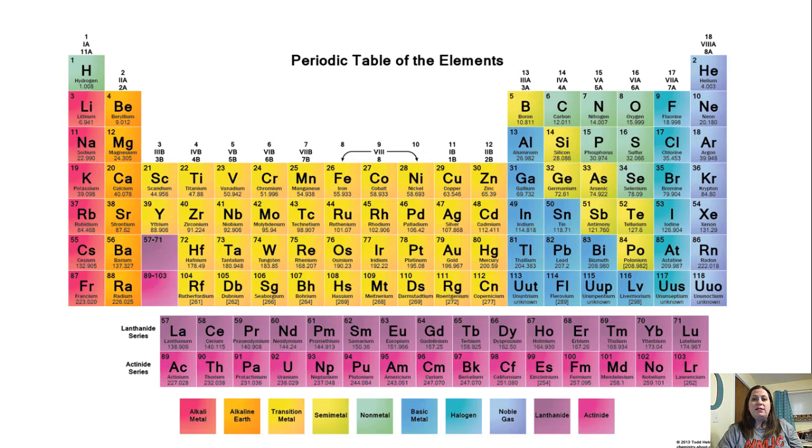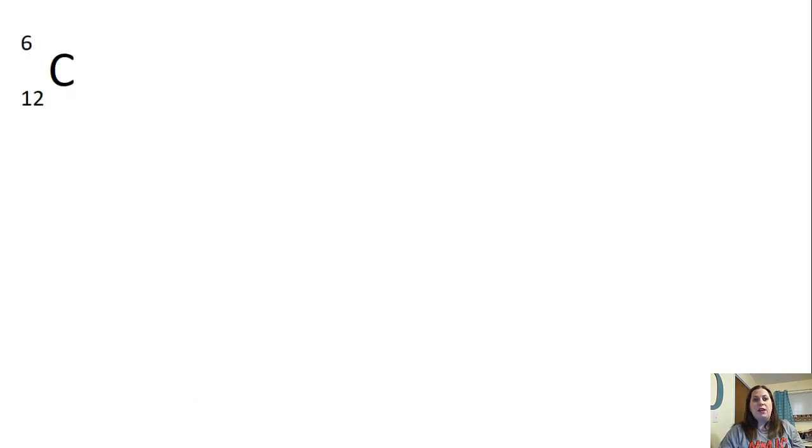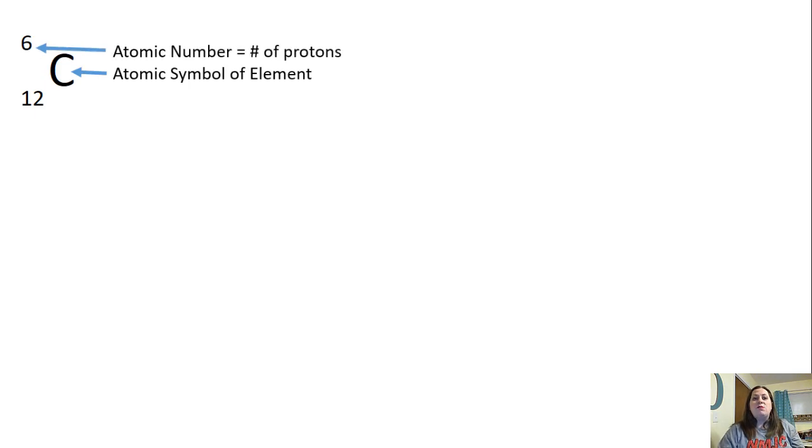So let's break this down and let's just look at how to read one of the boxes in the periodic table. So when you look at the periodic table, it's going to have a letter. This letter is the atomic symbol of the element. It also is going to have 2 different numbers. The smaller number is the atomic number. This is the number of protons, and this is going to be the number that is always a whole number. There's no decimals with this number.